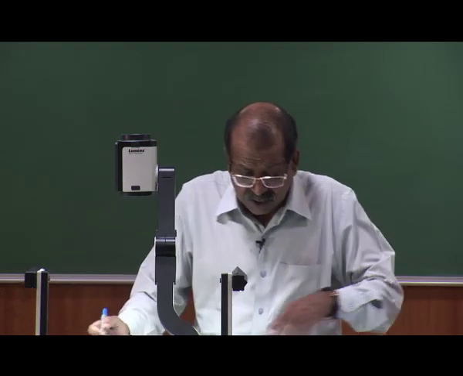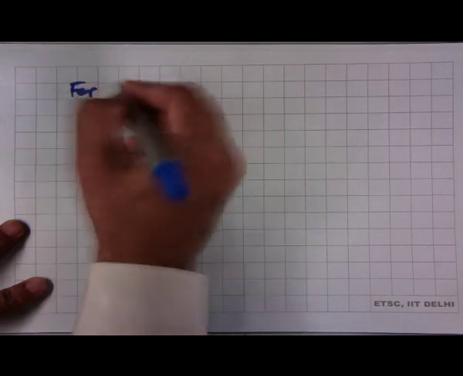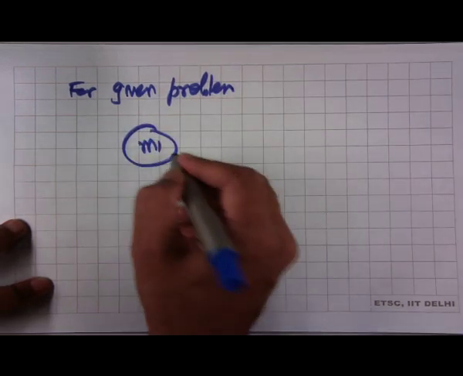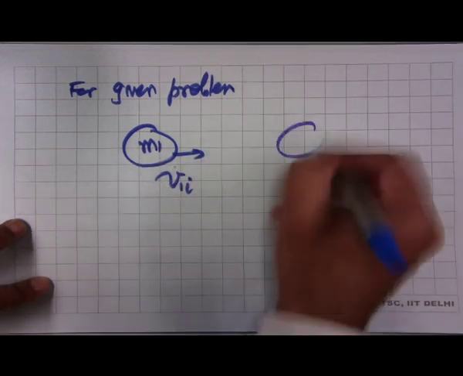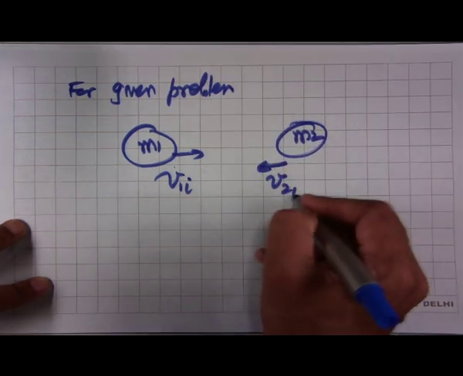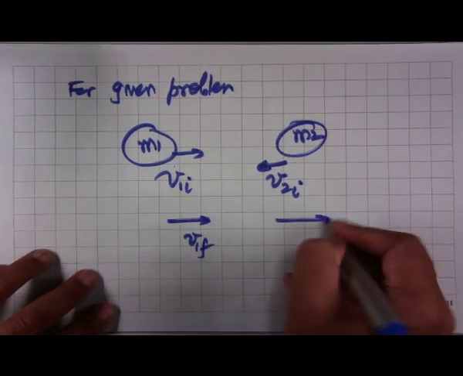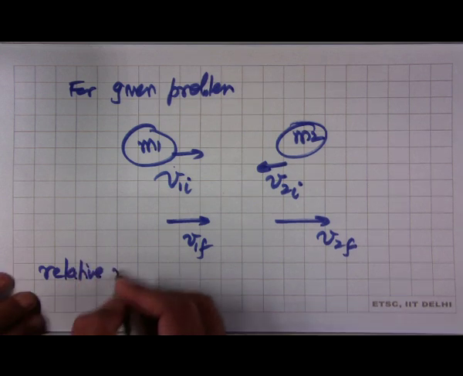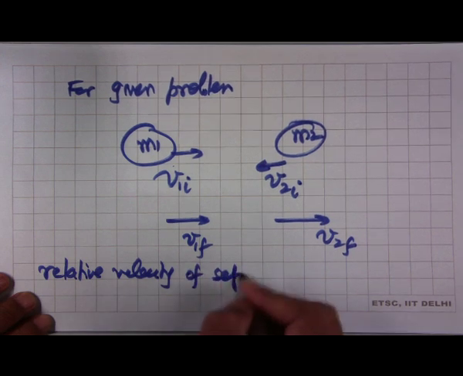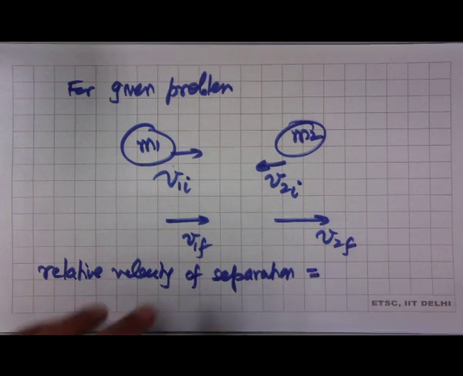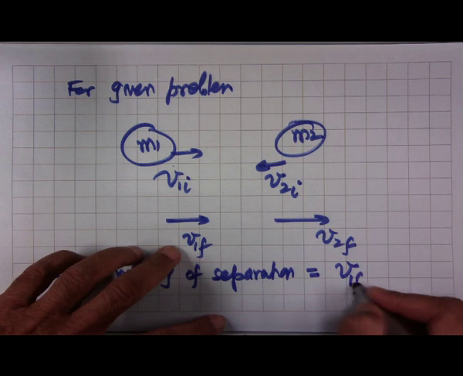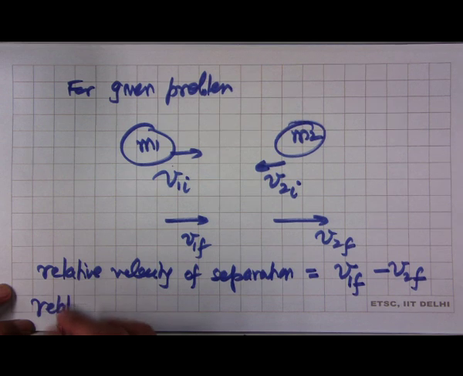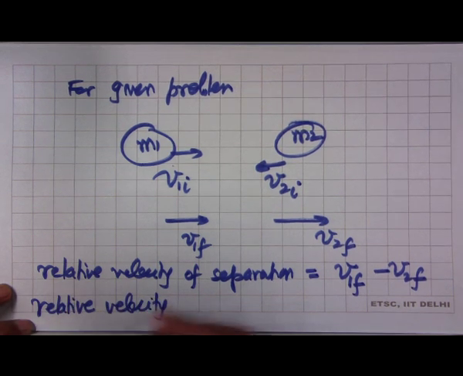Now for the problem which we have done, for the given problem we had mass m1 coming with V1I, mass m2 coming with V2I, this was V1F unknown, this was V2F unknown. So that means now here let us write relative velocity of separation is equal to, we have written V1F minus V2F. Now let us write relative velocity of approach.